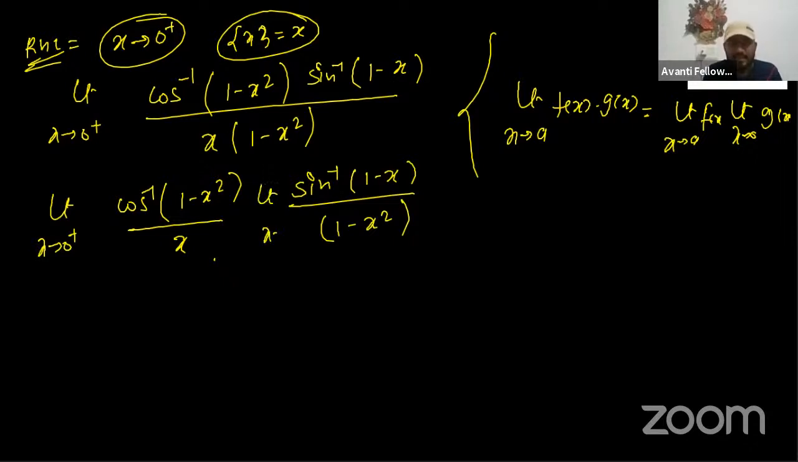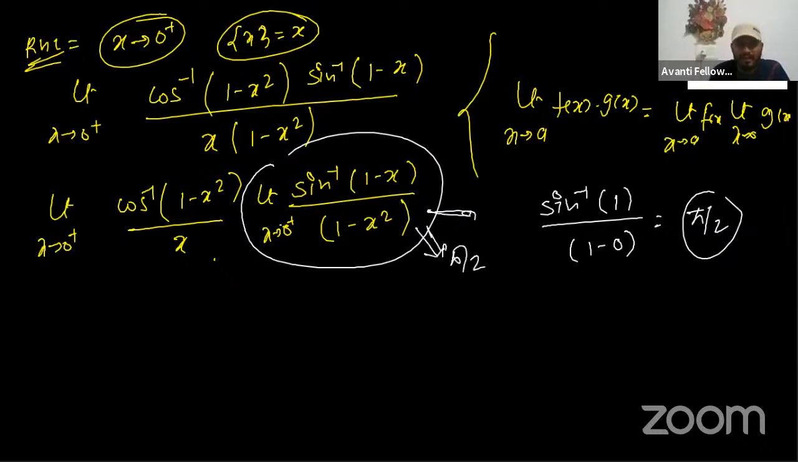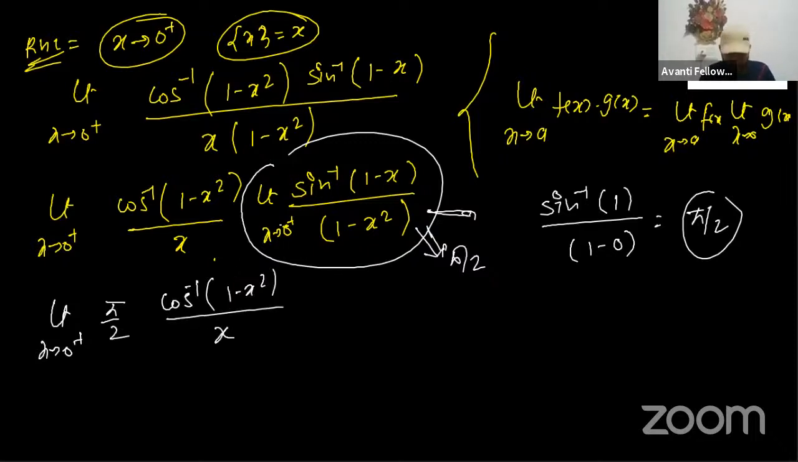Now if you apply the limit here and put x equal to 0, in the second part you get sine inverse of 1 upon 1 minus 0. Sine inverse 1: at which angle does sine become 1? This will become pi by 2. So finally, this is limit x tending to 0 positive, pi by 2 into cos inverse of 1 minus x square upon x. When you put x equal to 0, this is becoming 0 by 0 form, because cos inverse 1 is at the angle 0.